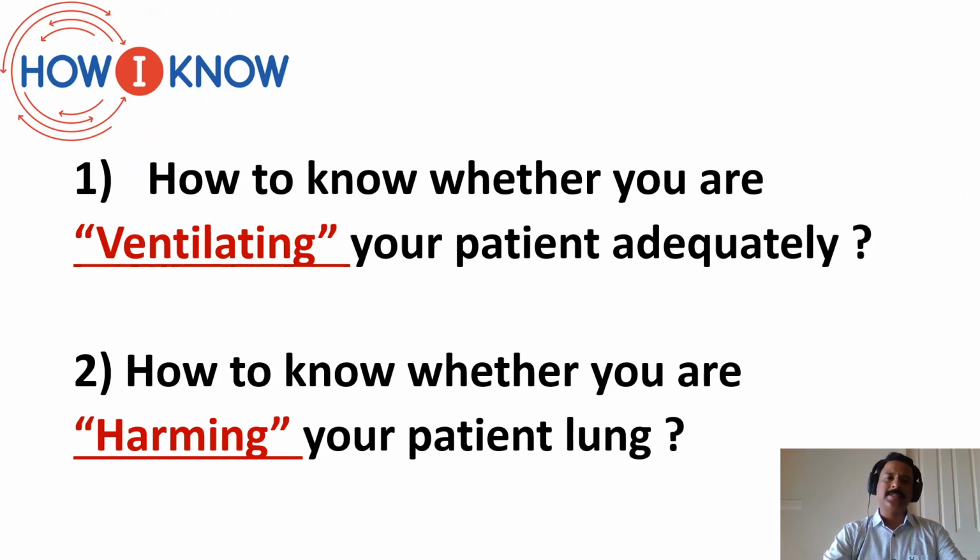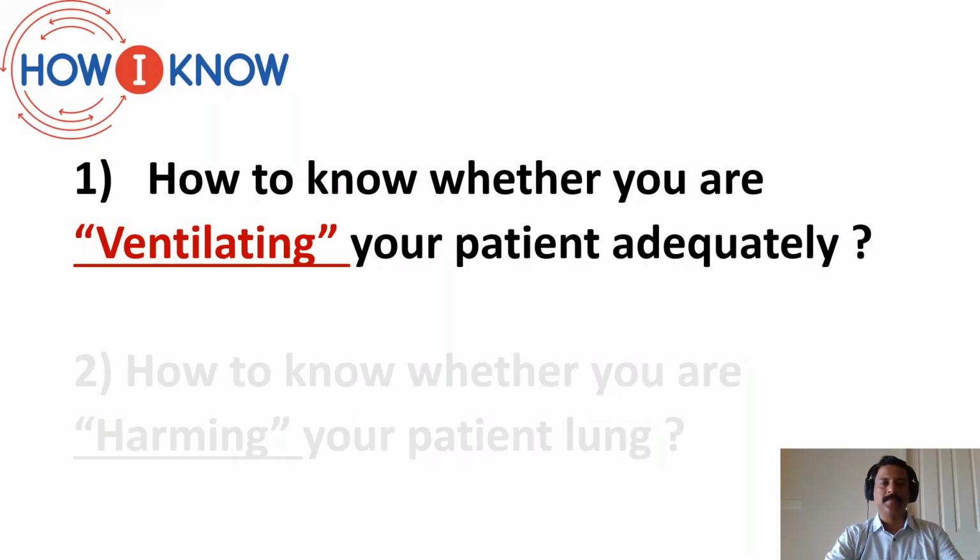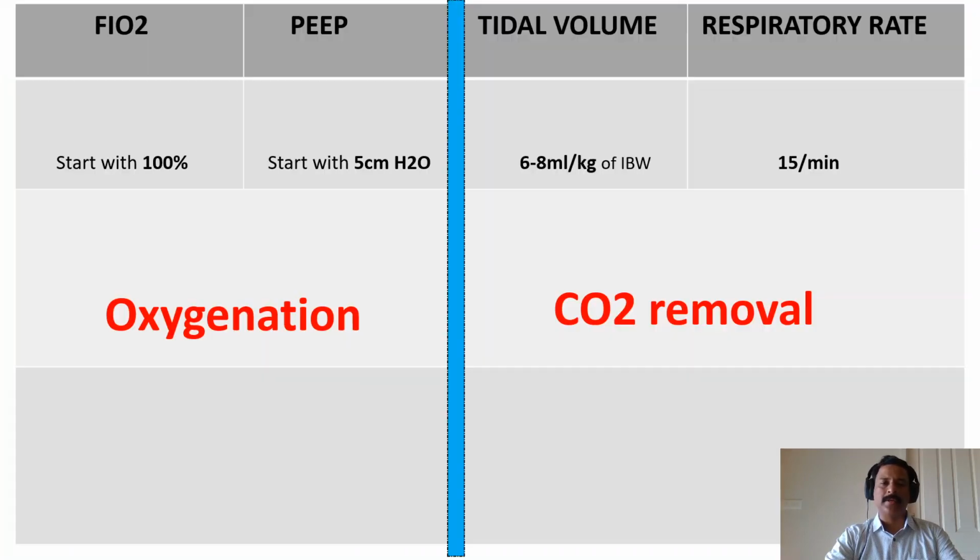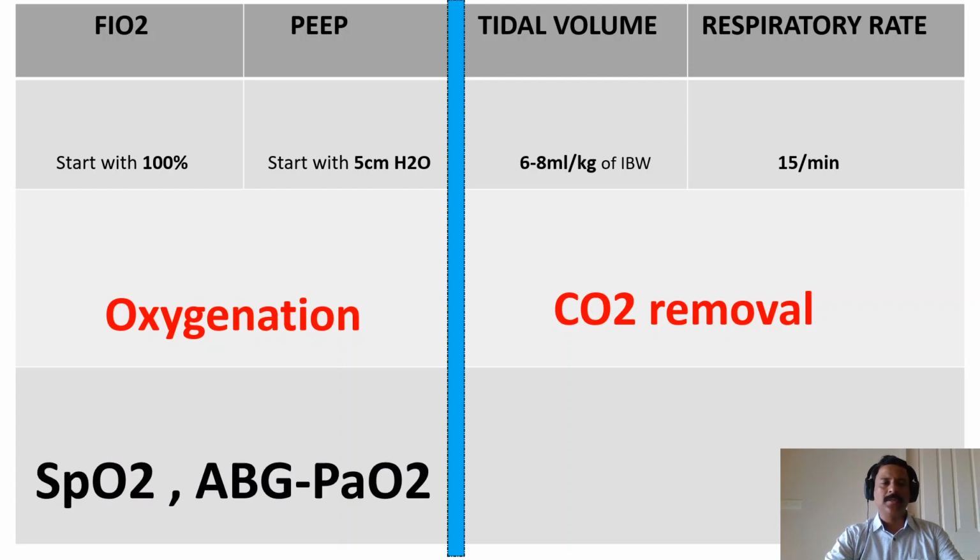The second thing we have to understand is how to know whether the patient is ventilating properly, or how to assess the patient on the ventilator, and how to know whether we are harming our patient's lung. Coming to the first question, how to know whether you are ventilating adequately. For oxygenation, we can depend upon the saturation from the pulse oximeter. If you have an ABG, you can follow the PO2. Keeping the saturation or the PO2 at the normal level is an indication that you are oxygenating properly. What about the carbon dioxide removal?